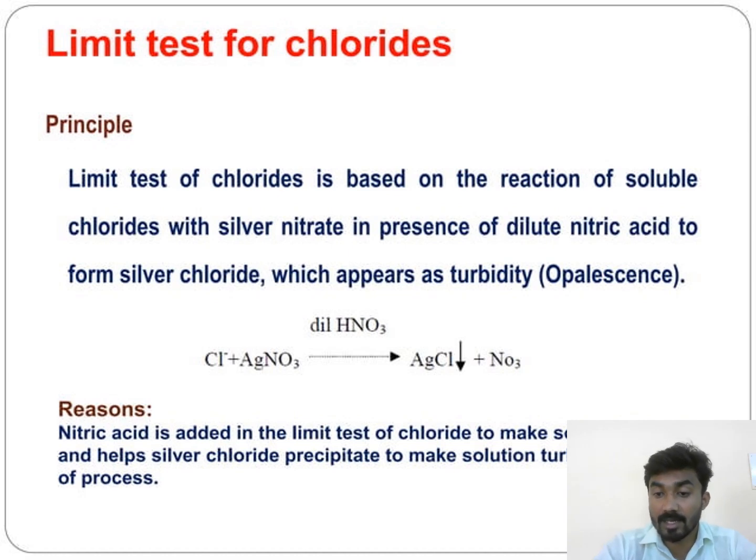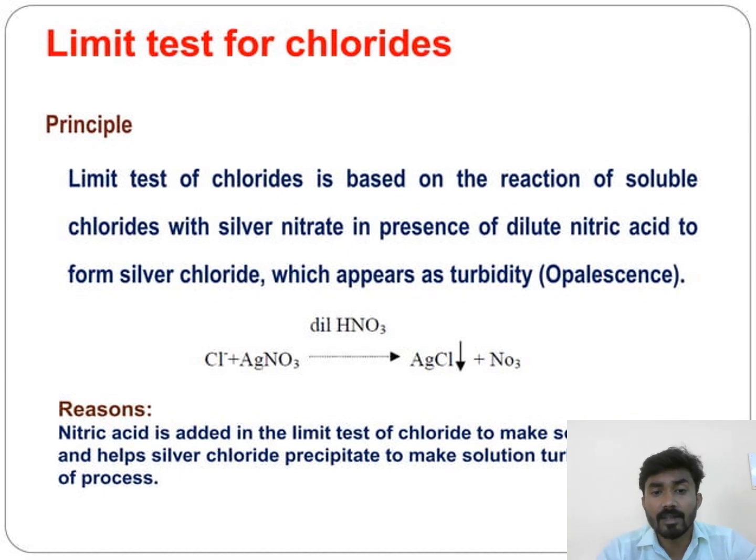Next, we have to compare the turbidity of a test solution with the standard solution. If the turbidity of the test solution is less compared to the standard solution, it means it contains less amount of impurity, and it passes the limit test for chloride. If the turbidity in the test solution is more than the standard solution, it contains more impurity than the standard solution, and it fails the limit test.